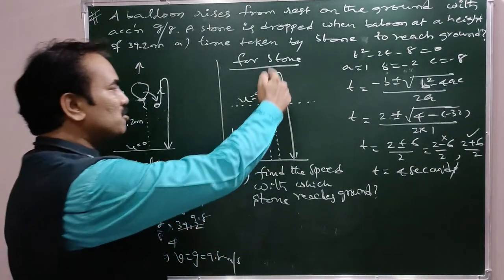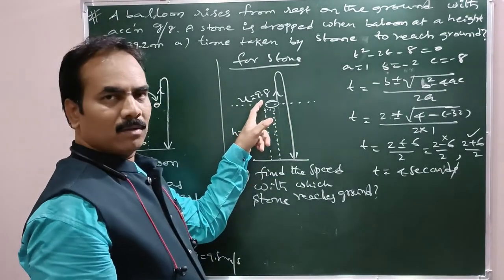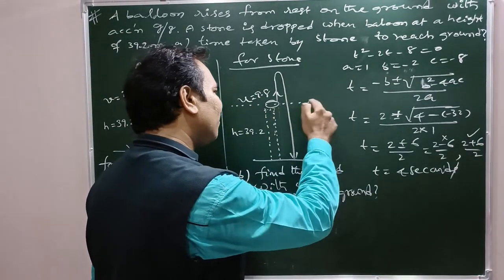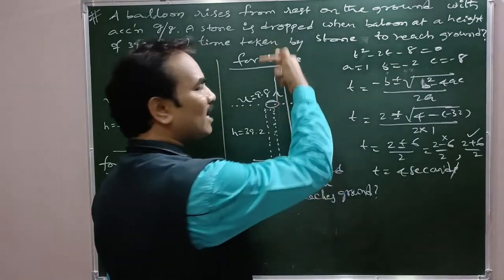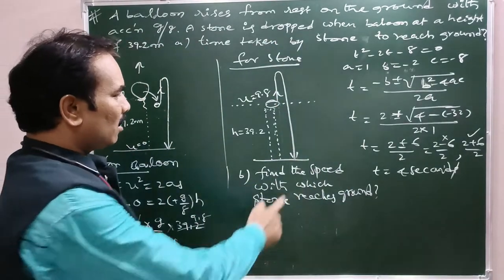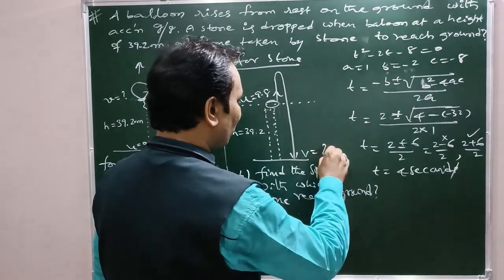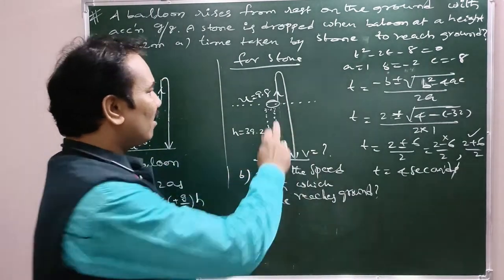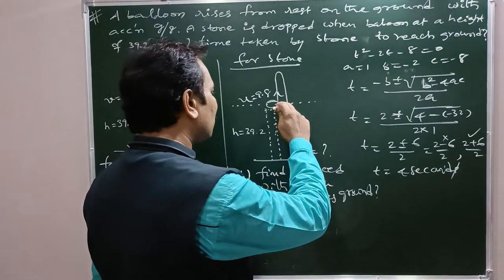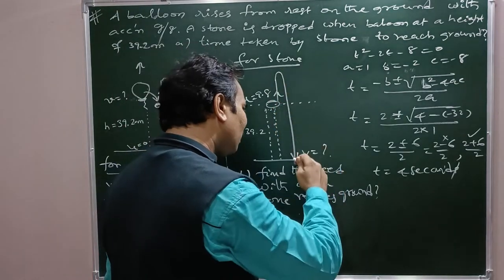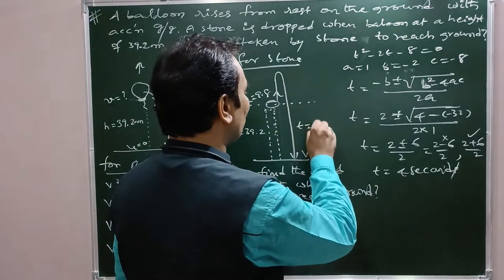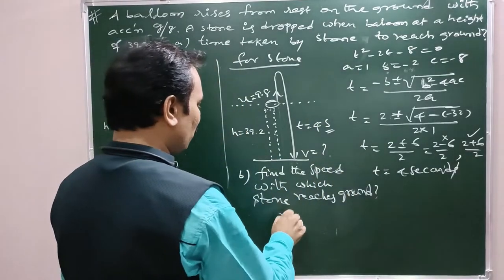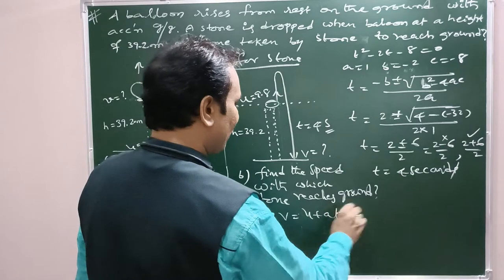See, for this motion, u is plus 9.8, because this is the reference line from which the stone is projected upwards. Now v is unknown. What is the time taken for the stone to move along this path? t equal to 4 seconds. Now take v equal to u plus at.